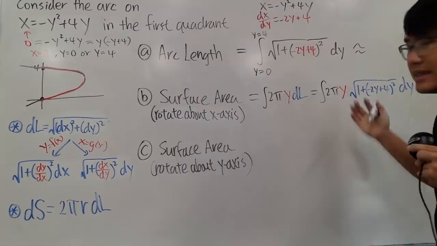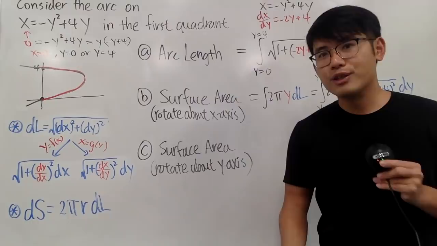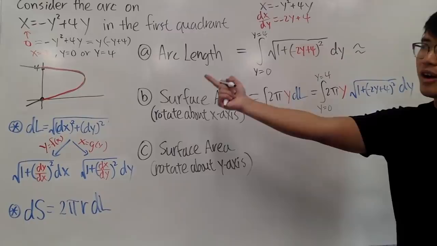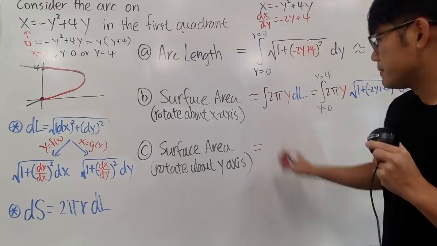And you are going to pay attention to the y values, which is going from 0 to 4. With that, we are done. This right here will get you the surface area when you take the arc, rotate about the x-axis. Okay, part C. When we take this arc, rotate about the y-axis.